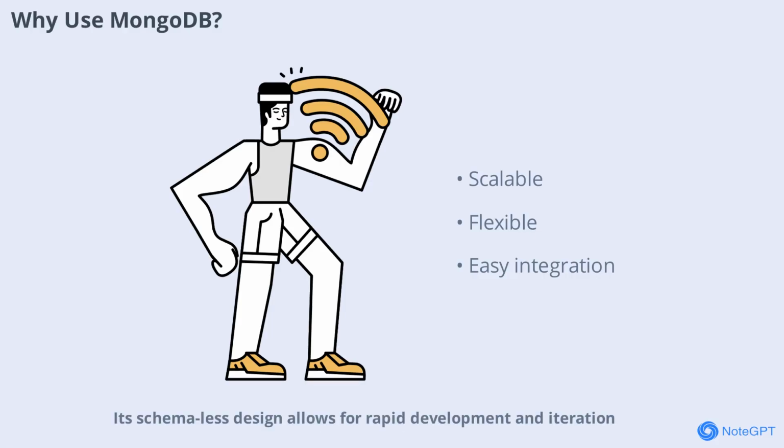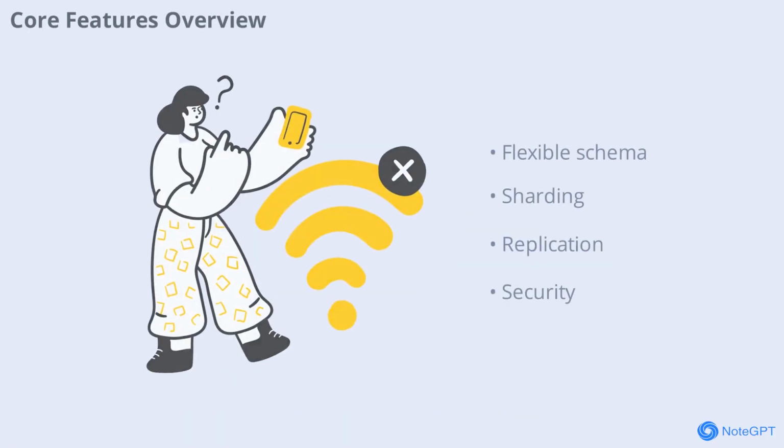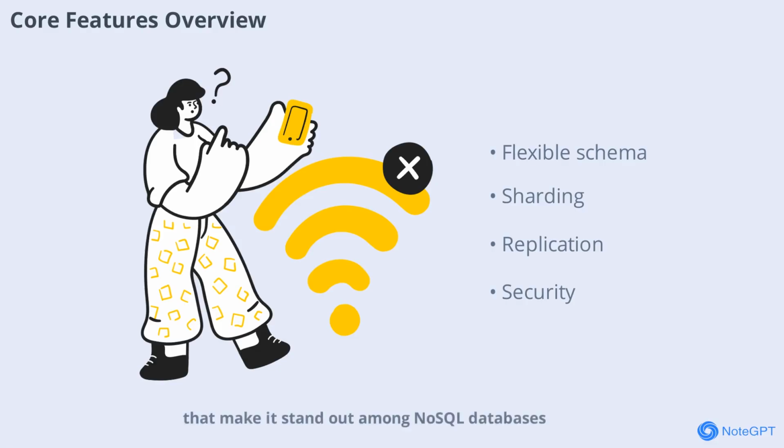MongoDB is chosen by many developers for its flexibility, scalability, and ease of use. Its schemaless design allows for rapid development and iteration, while its ability to handle large volumes of data makes it suitable for big data applications. MongoDB also integrates well with modern programming languages and frameworks, making it a versatile option for a wide range of projects.